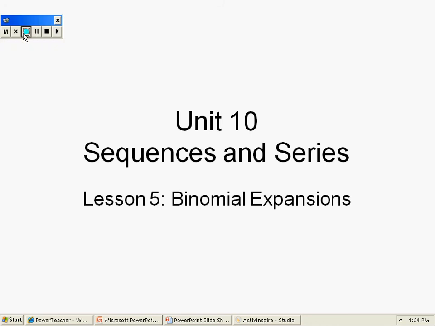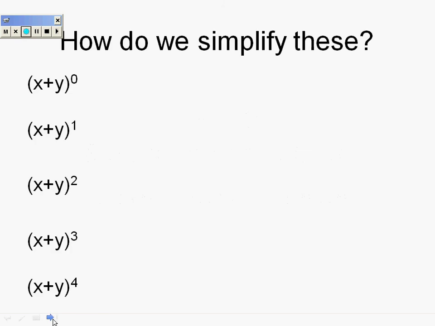So, binomials. You guys remember what binomials are, right? Those are these things. Okay? We're going to talk about binomial expansions.